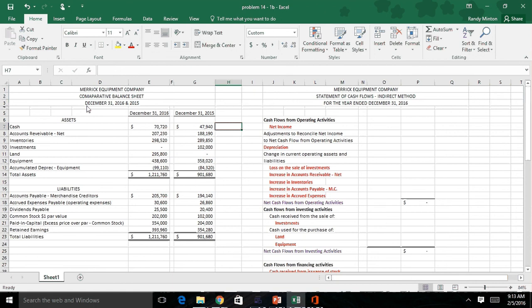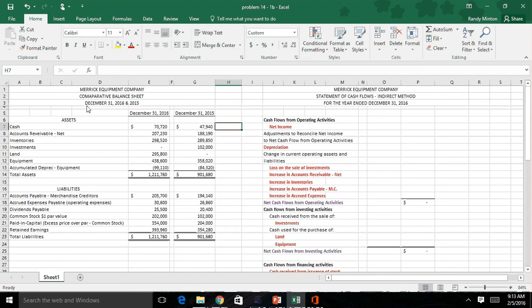Hello, this is Professor Randy Minton from Thomas University, and today what I'd like to do is walk you through one of the problem sets at the end of Chapter 14, and it is problem 14-1b. And 14-1b, even though it's one of the more, let's call it elementary of problems, it does cover a lot of ground, and it does make you think a little bit about how you actually do these computations.